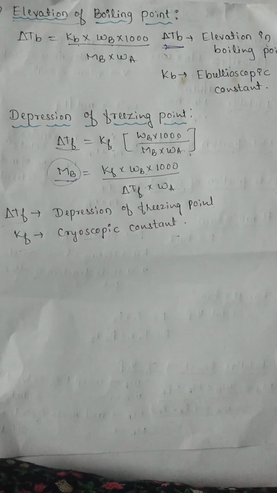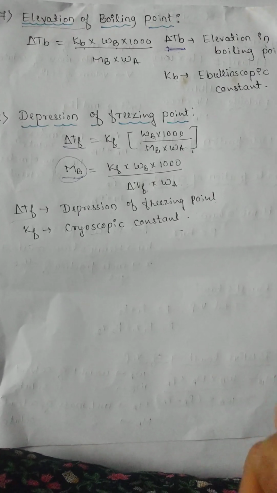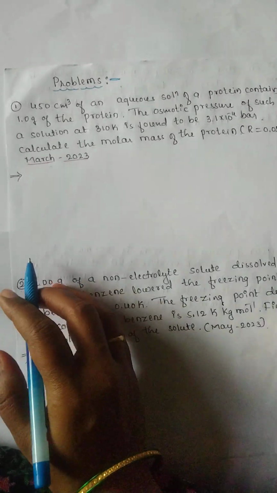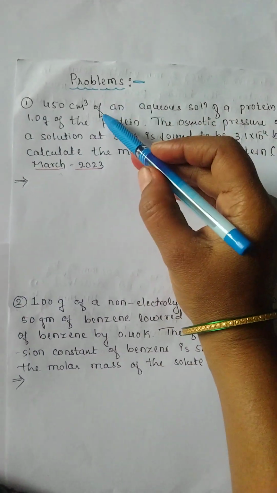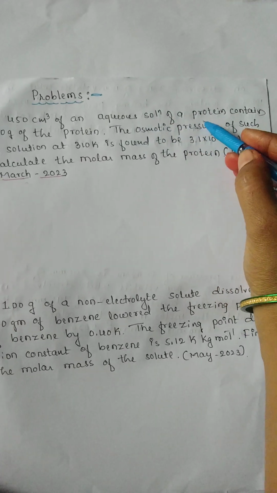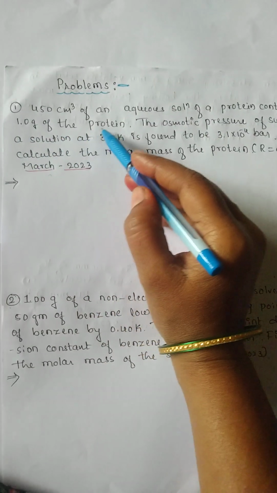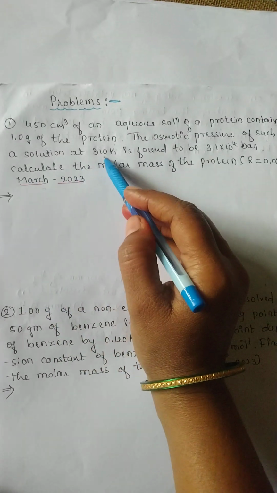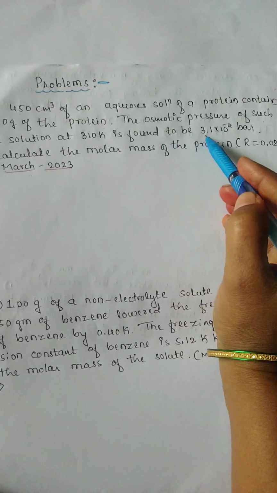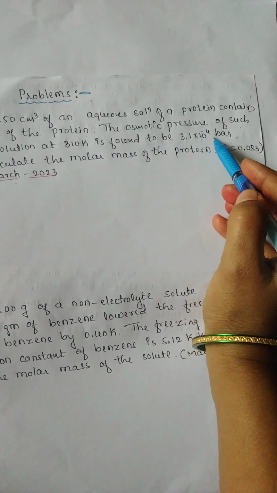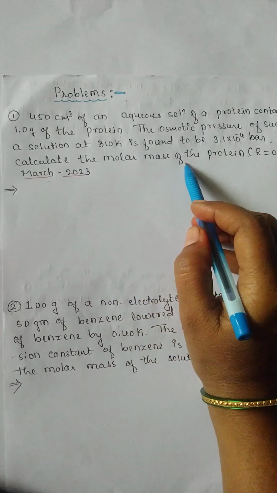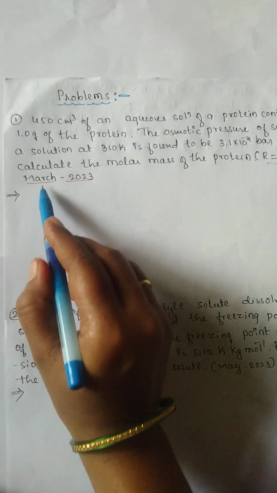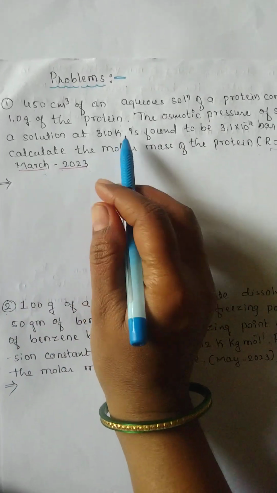On the basis of these formulae, now we shall solve some problems. Okay, the first one: 450 cm cube of an aqueous solution of a protein contains 1 gram of the protein. The osmotic pressure of such a solution at 310 Kelvin is found to be 3.1 into 10 raised to minus 4 bar. Calculate the molar mass of the protein. Here R is given. This problem was asked in March 2023.